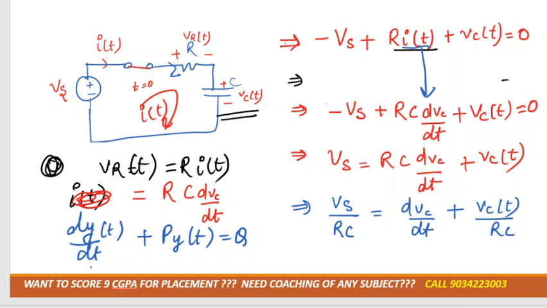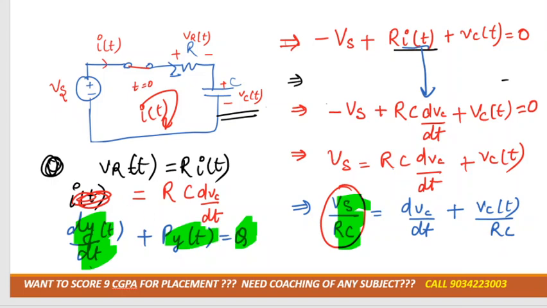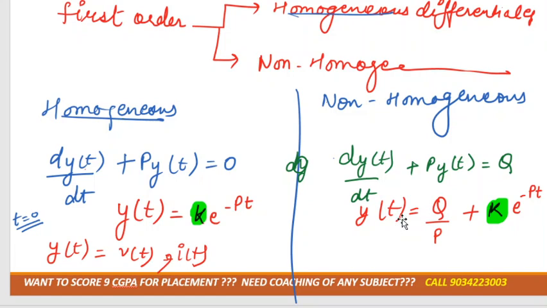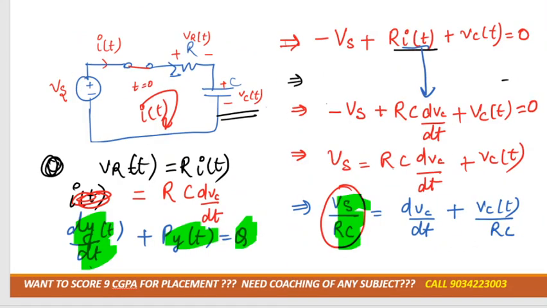Okay. Now you need to convert it into the standard form as I told you earlier, right? So what is the standard form? If I compare it, Q is this one, dV by dt is this one, and Vc of t by RC is this one, right? For this I told you that y of t is equal to q by p plus k into e raised to power minus pt. You need to convert it in this form only.